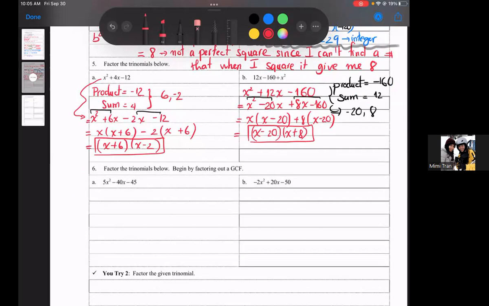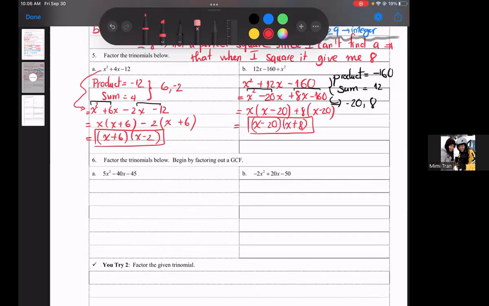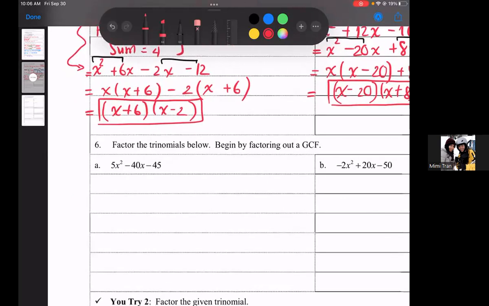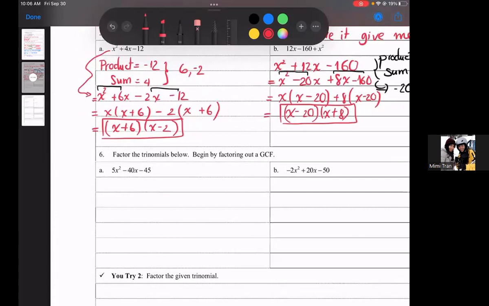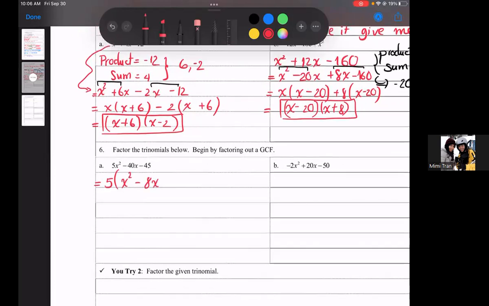You were in my workshop last time. What I did, I gave you a GCF. A lot of people just didn't see that. So between 5, 40, and 45, what should I factor out? 5, right? First of all, it has to be in descending order, and it is, so I can skip that step. Next step would be GCF. So what's left? x squared. Negative 40 divided by 5 is negative 8, so negative 8x. Negative 45 divided by 5 is negative 9.